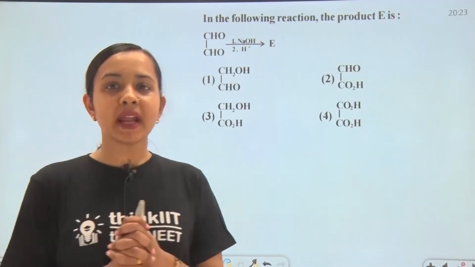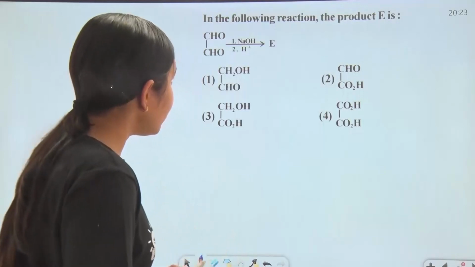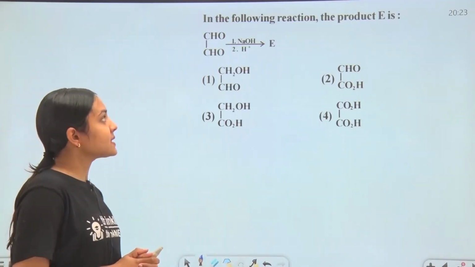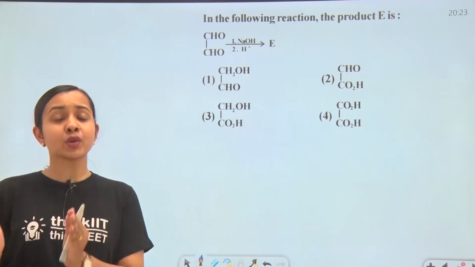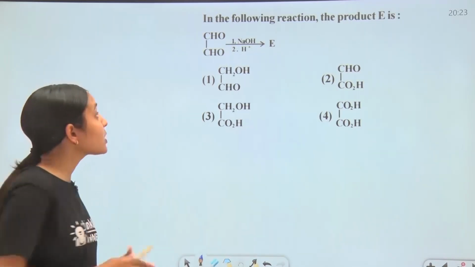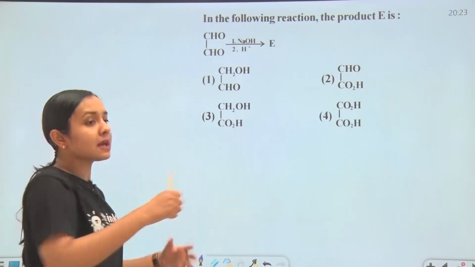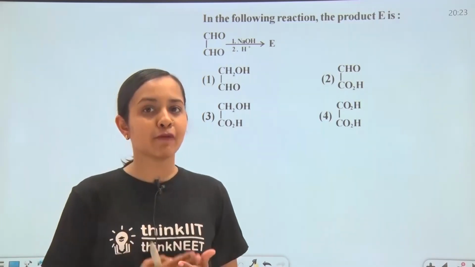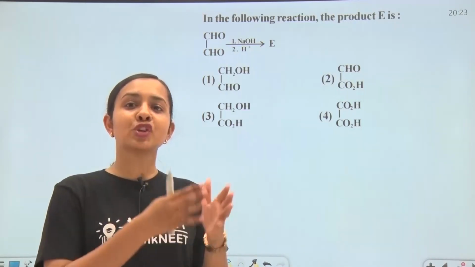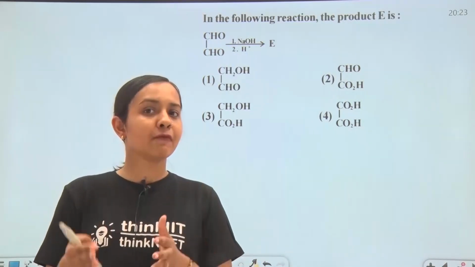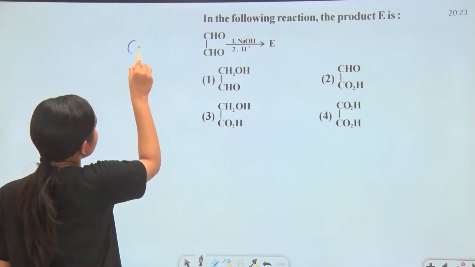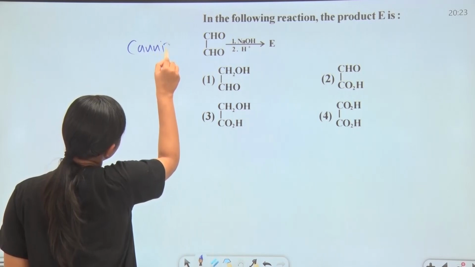Hello dear students, so our next question is, in the following reaction, the product E is. Now student, you can see we have glyceraldehyde, and this glyceraldehyde will react with NaOH followed by hydrolysis. This compound contains a carbonyl group but does not contain any alpha hydrogen. So when a compound which contains a carbonyl group but no alpha hydrogen is treated with a base, then Cannizzaro reaction will happen. So here Cannizzaro reaction will proceed.